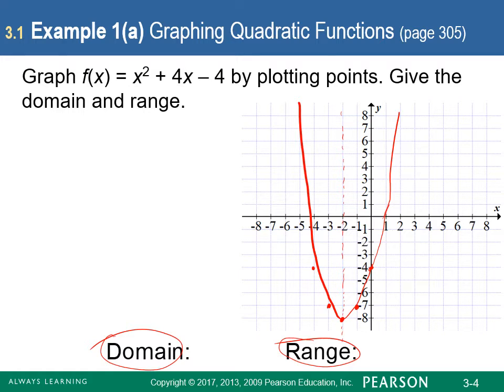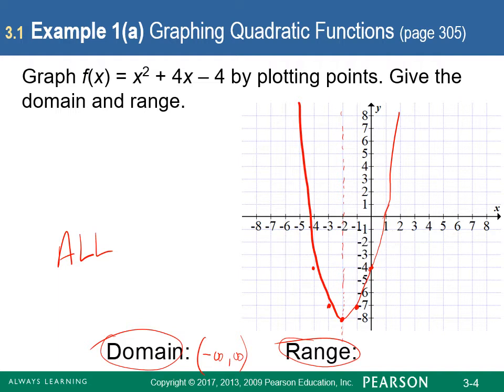The domain is pretty easy. All quadratics have the same domain, and that is all real numbers. We oftentimes, however, need to say that a little fancier. And here's how we say all real numbers: -infinity, comma, infinity. All real numbers.